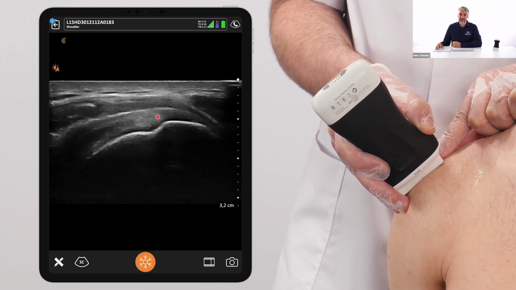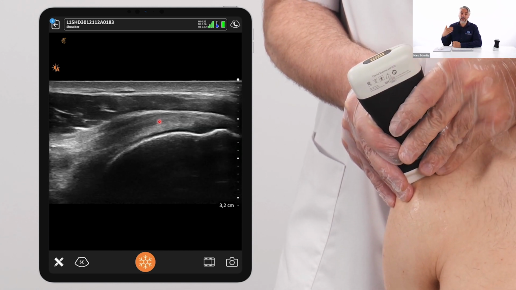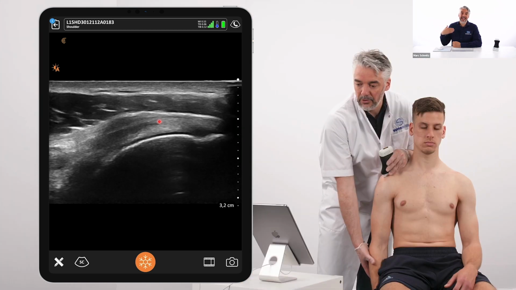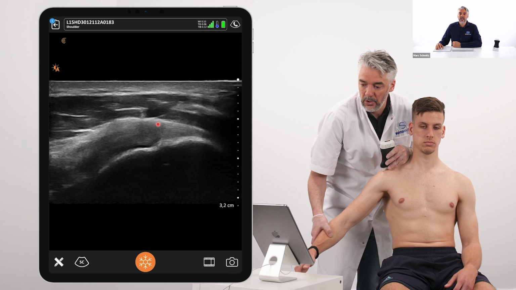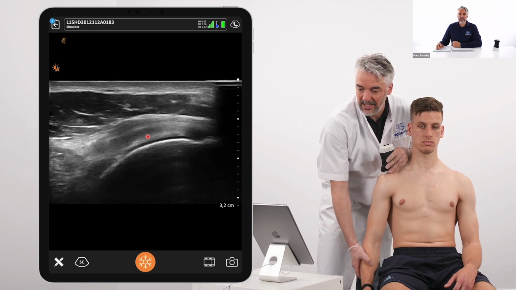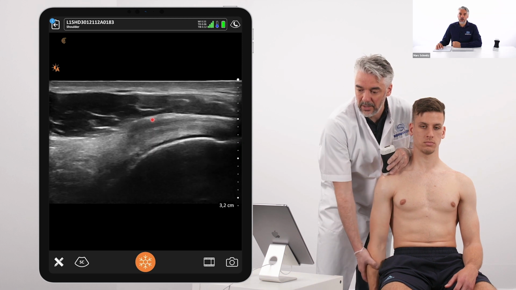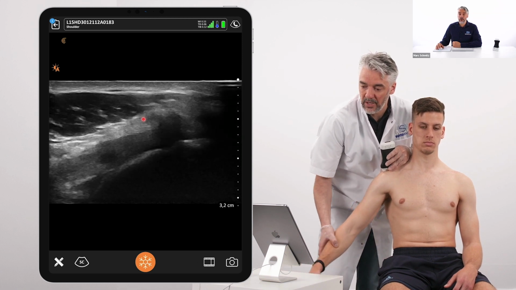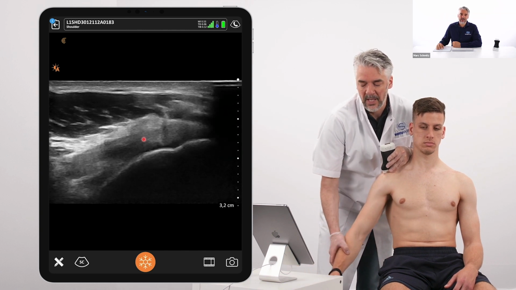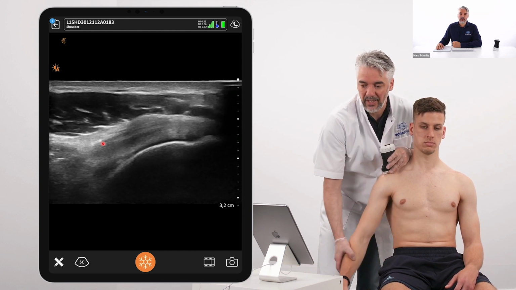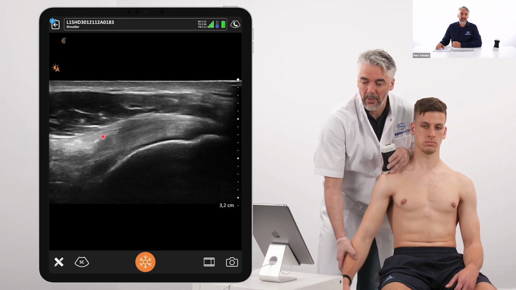After I have checked the posterior muscle, I'm going to check also the anterior muscle, or anterior tendon, of the supraspinatus. So you don't see the acromion anymore. I'm now on the coracoacromial ligament in transverse, and we can see that this is the supraspinatus gliding underneath the ligament right there.